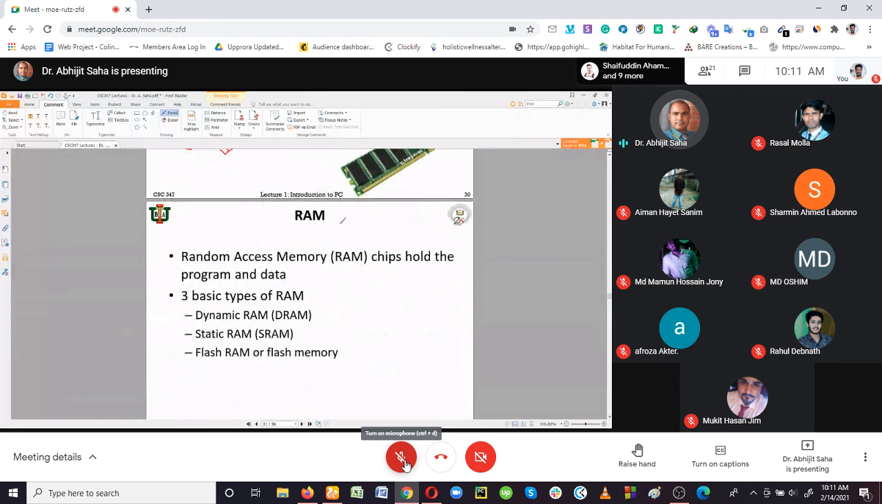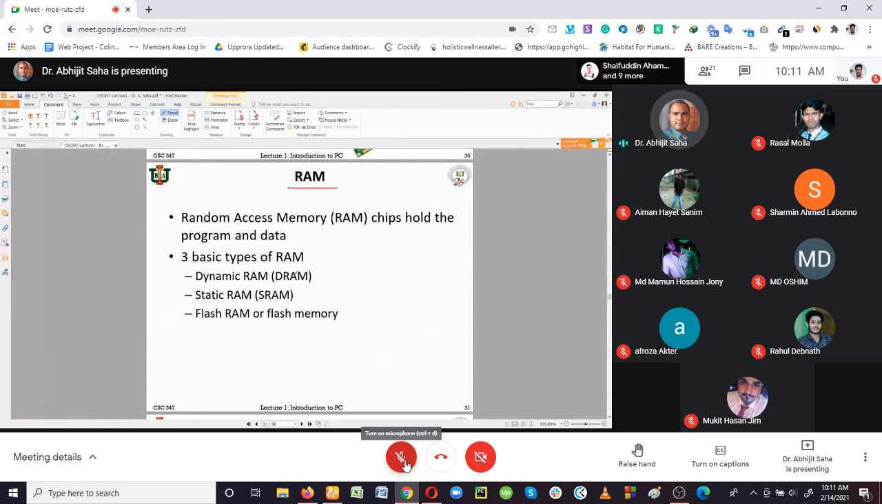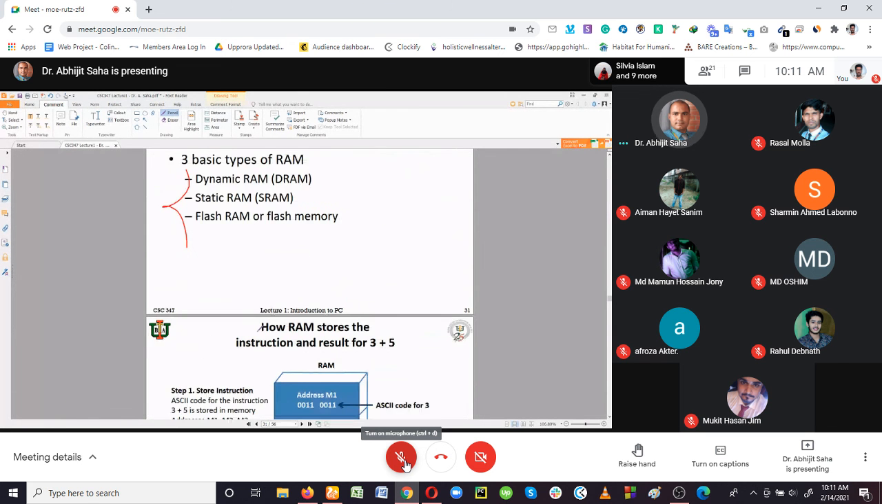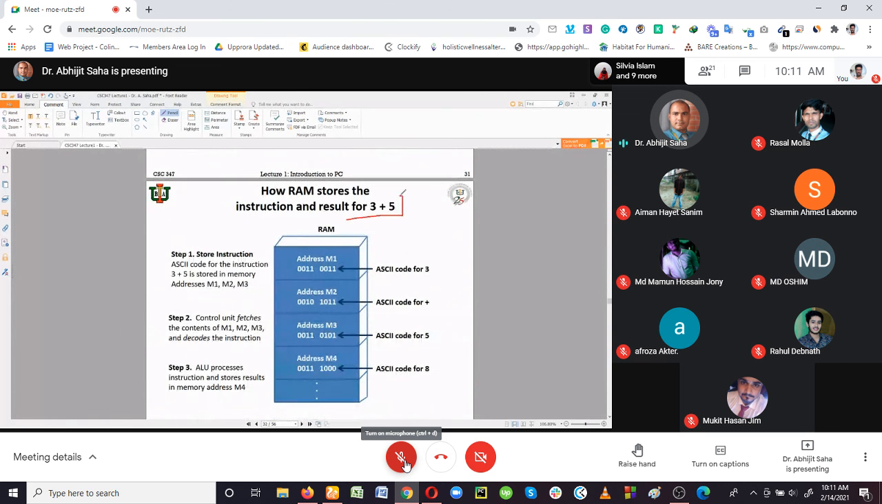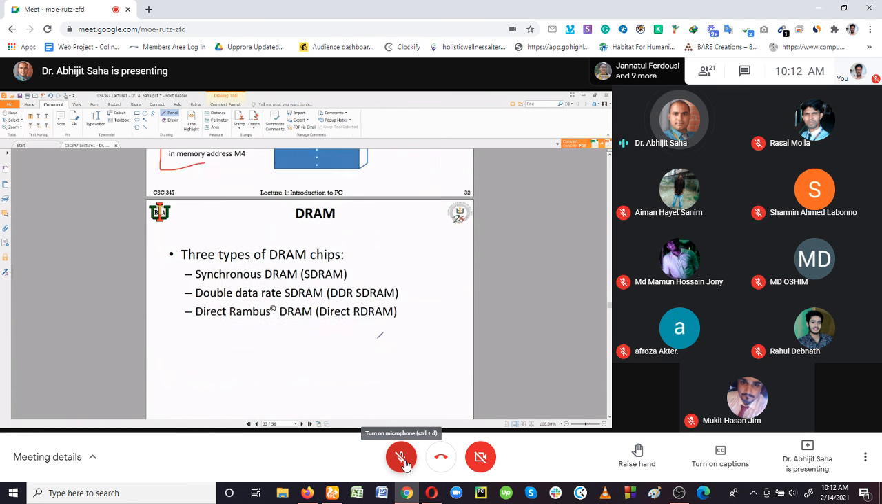Here we have tried to give you some ideas, like what RAM is and what types of RAM there are. And this is another example, the third example, which is 3 plus 5. How does RAM store the instruction and result for 3 plus 5? You should draw this figure according to the instructions, and you should know the key codes for each of them, and the steps to deal with how the instructions are stored into the memory, how they are executed, and how the result is put onto the memory also.